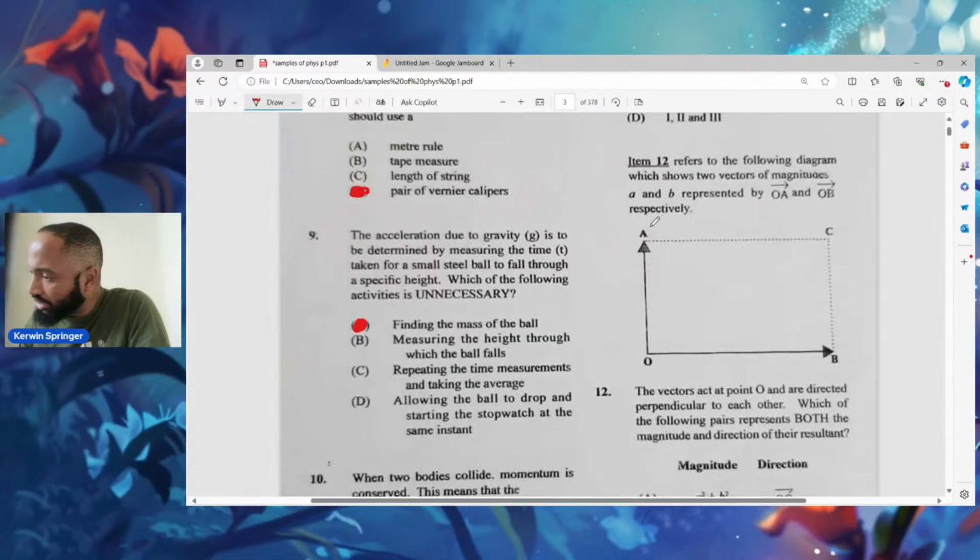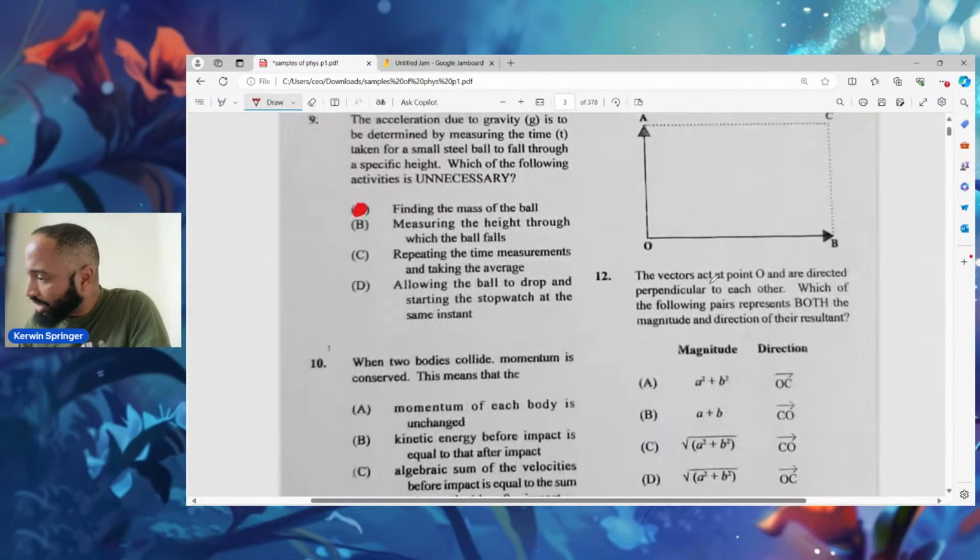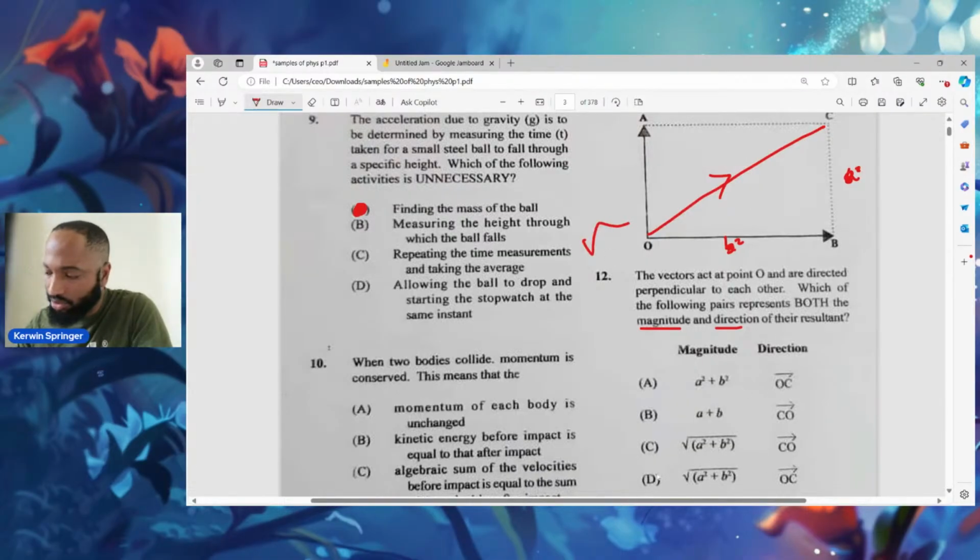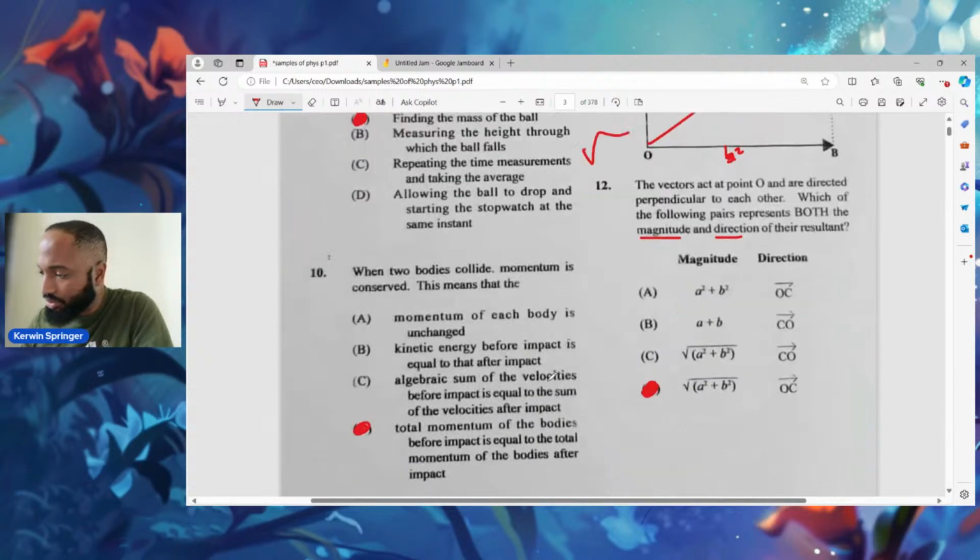Which shows two vectors, OA, OB. Vectors act at point O and are directed perpendicular to it. Which of the following pairs represent both the magnitude and direction? All right, so it's in the direction OC. And the magnitude, well, it will be the square root. This is A squared, this is B squared. I have it back to front. So this is B squared, this is A squared. So you want the square root of A squared plus B squared to get the magnitude in the direction OC. So D, again, a lot of D's.